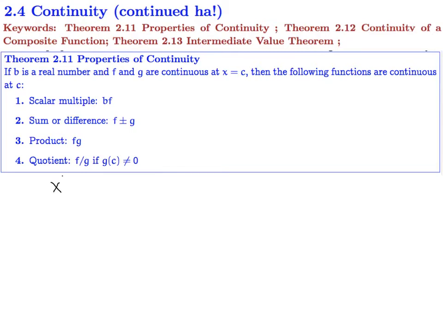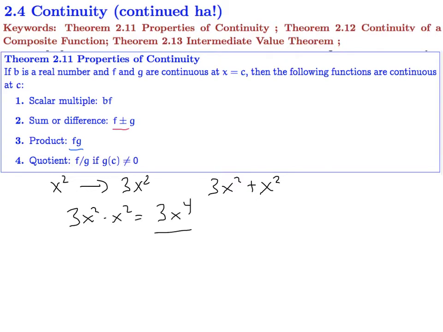So x squared, that's a nice continuous polynomial function, so by property 1, 3x squared is also going to still be continuous. Property 2 says that you can add and subtract continuous functions. So now that we know that these two functions are continuous, we can take 3x squared, add to it an x squared, and we're still going to be continuous. Next, products of continuous functions are continuous.